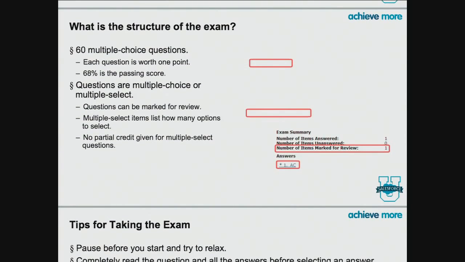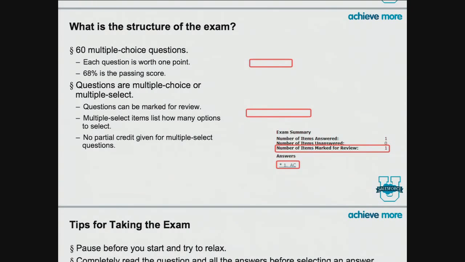So what is the structure of an exam? The structure of an exam is 60 multiple choice questions. Each question is worth 1 point. 68% is the passing score. That's somewhere around 40 questions. Now, questions are multiple choice or multiple select, and there's a difference. Multiple choice means I've got 4 possible answers, and only one of them is correct. I must select the correct answer. If I don't select the correct answer, I get it wrong.